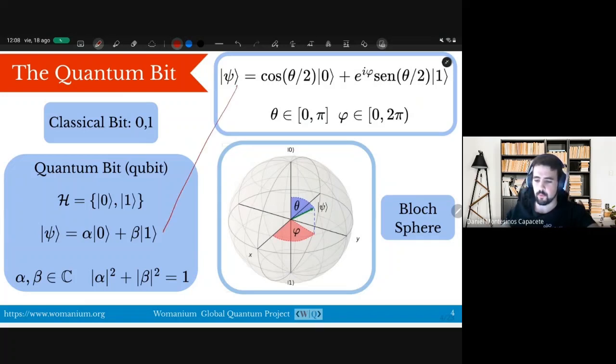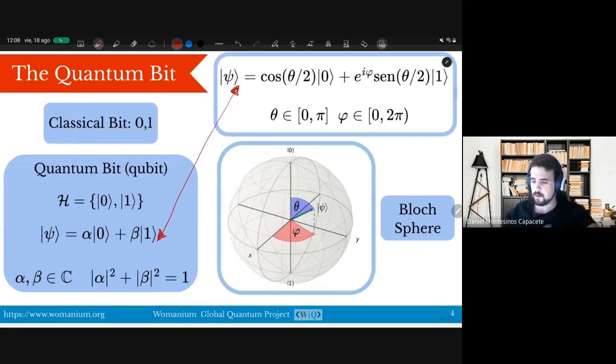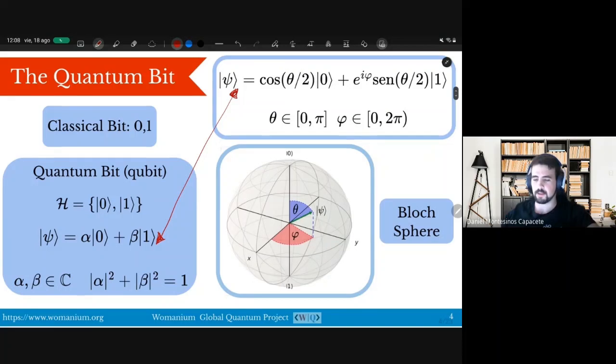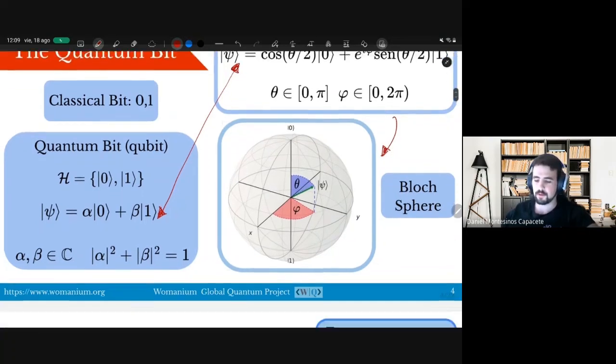We can write the very same general vector using other coordinates that are these angles here. With these coordinates, we can see the states, and also how the operations work in the Bloch sphere that we have also discussed in a few lectures, right? This is just to remember a few things.